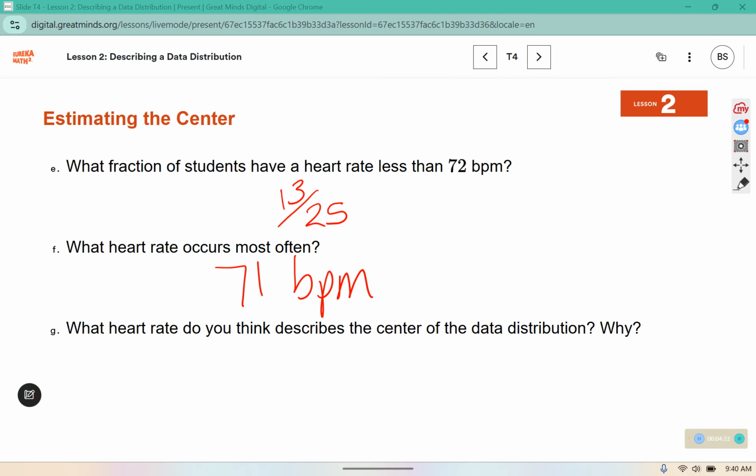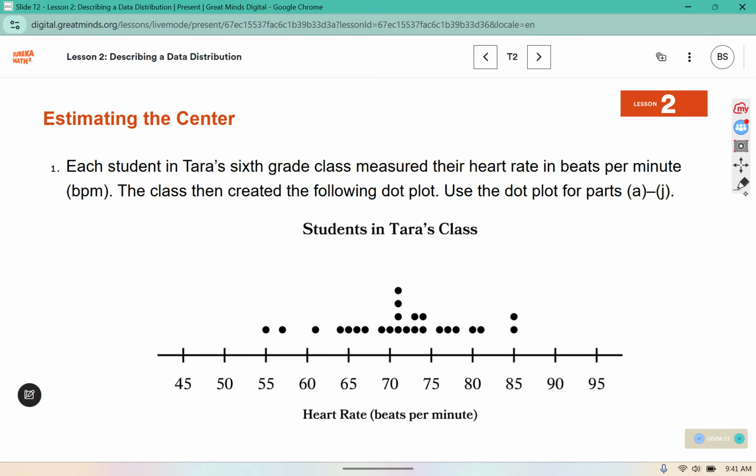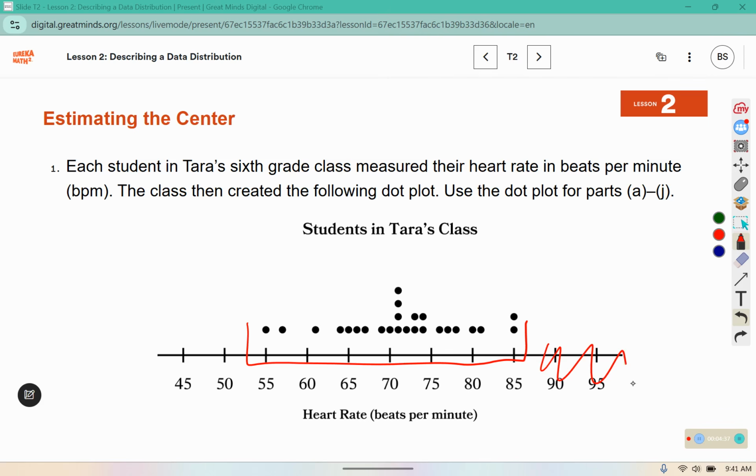G asks, what heart rate do you think describes the center of the data distribution and why? If we look at the data here, ignoring the rest of the number line, the center appears to be somewhere around 70 or 71. 71 has the most often, and it's also pretty close to the middle of this data set.